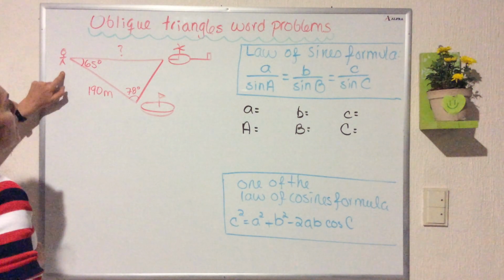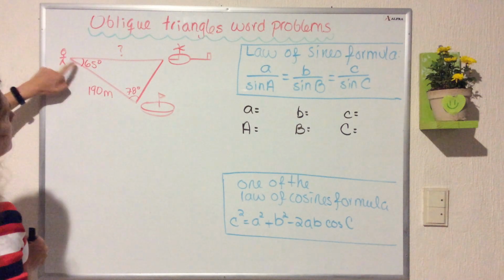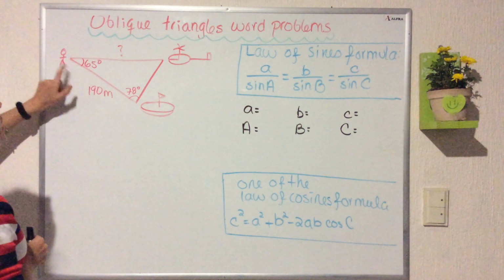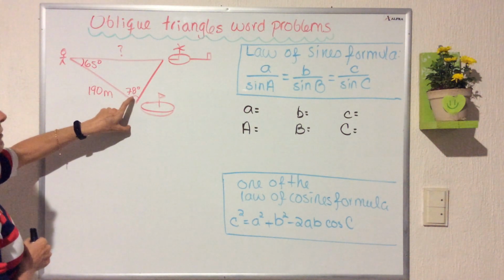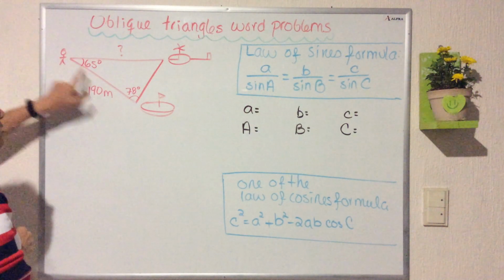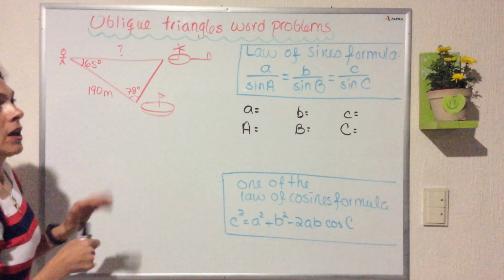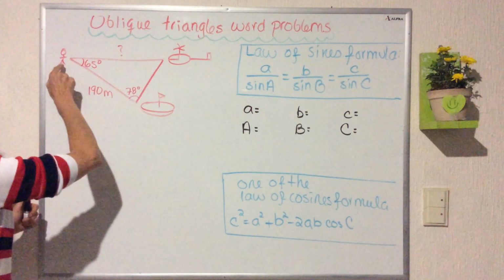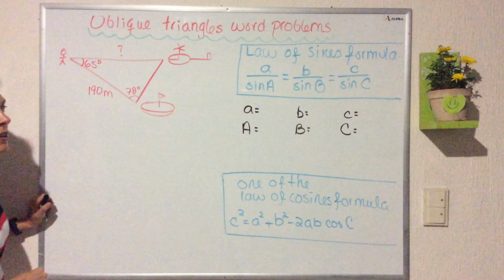Now, in the problem they are giving us the measure of this angle from you to the boat, which is 65 degrees. And then here, this other angle, which is 78 degrees. And the distance from you to the boat, which is 190 meters. And that's it. What we have to find is this side, the distance from you to the helicopter.